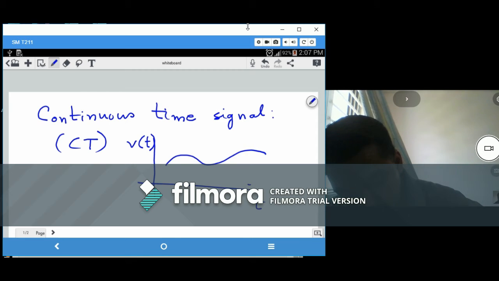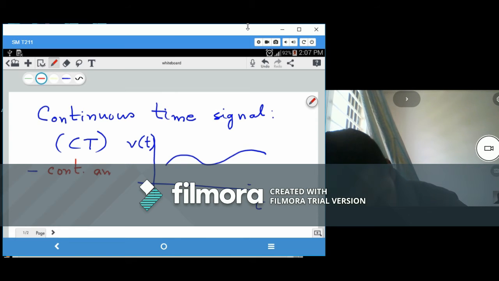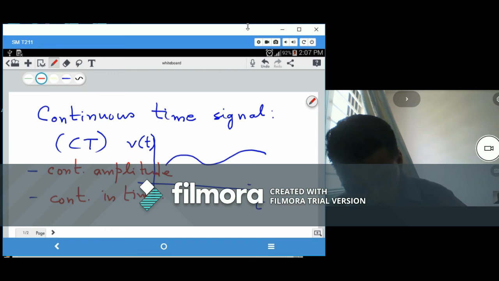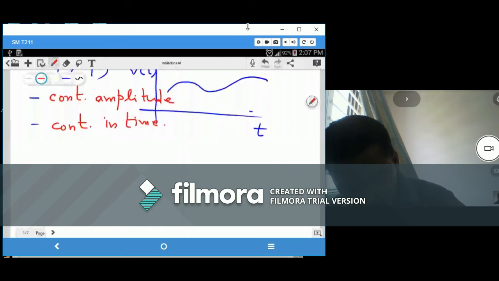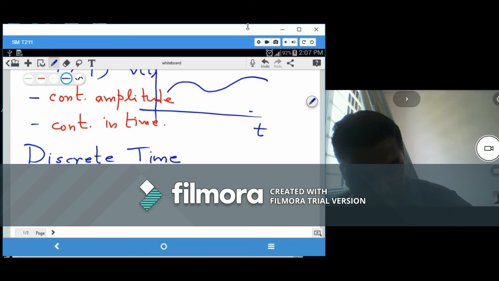A continuous time signal has two characteristic properties. One is that it is continuous in amplitude, and the second is that it is continuous in the time axis also. Alright. Now the opposite class, or the second class of signals that we can consider, is what is called the discrete class or discrete time signal.